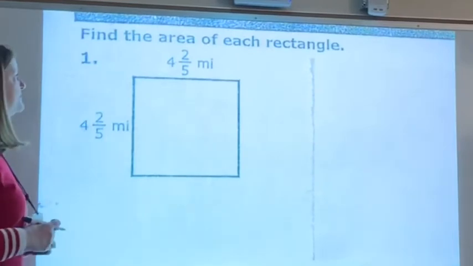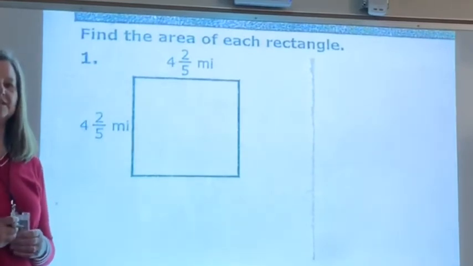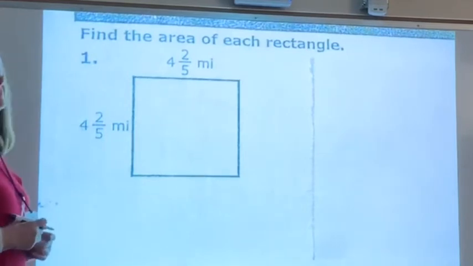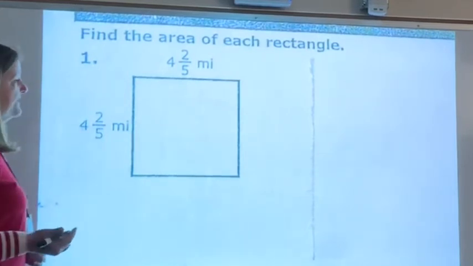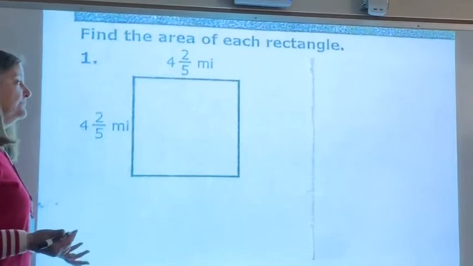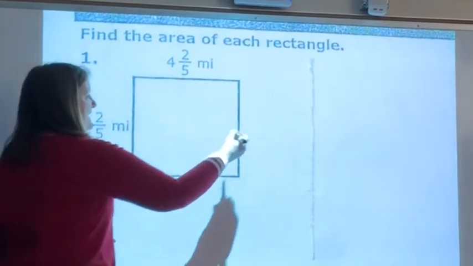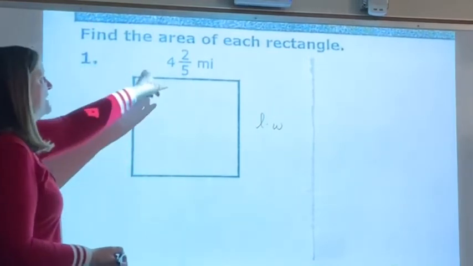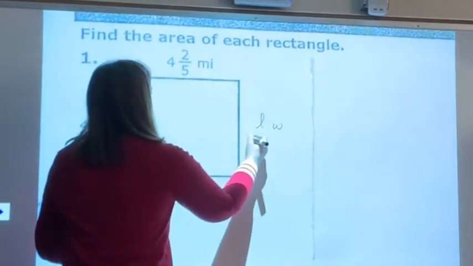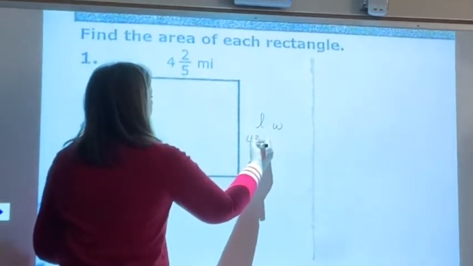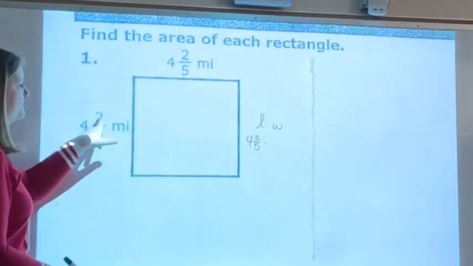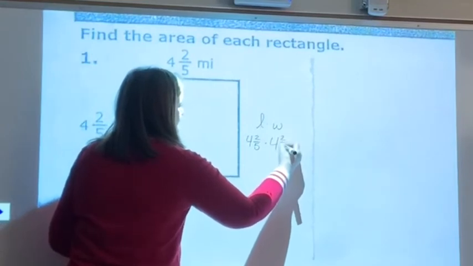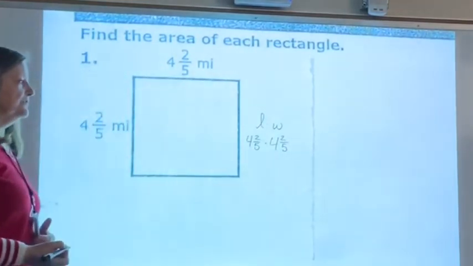Okay, today we're going to learn about finding the area of a rectangle. We're going to start by finding the area using mixed numbers. To find the area of any rectangle, we take the length times the width. Here we have our length is 4 2/5 times the width, which is 4 2/5. So this is actually a square. And we're going to multiply these.